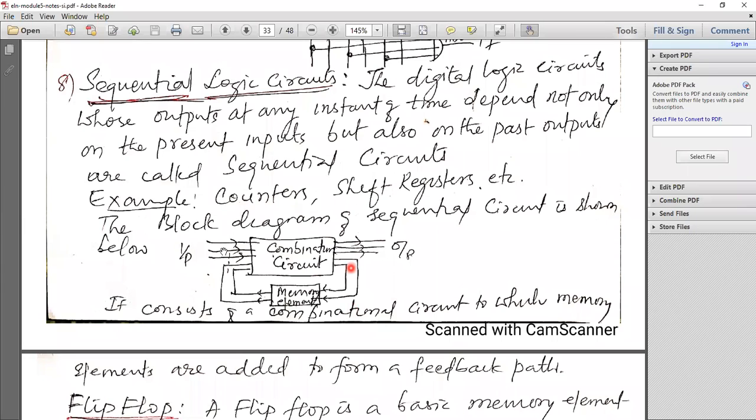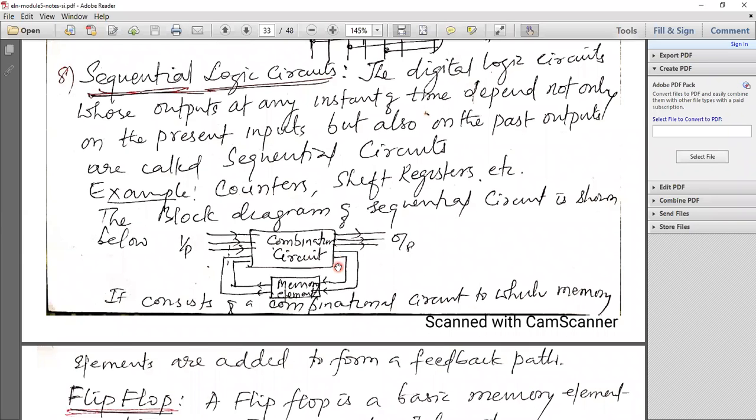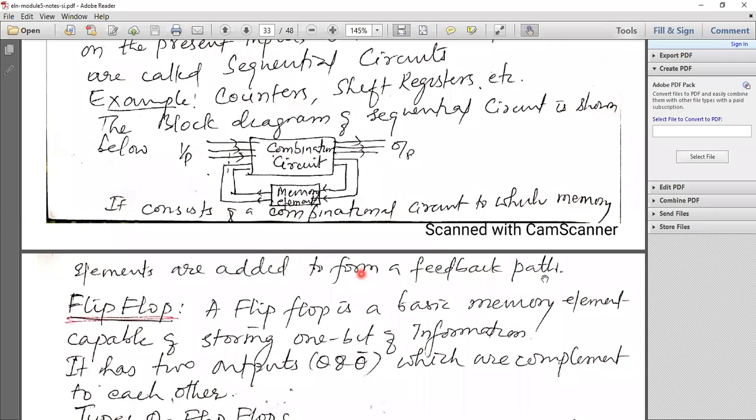It consists of a combinational circuit, and inputs are supplied to the combinational circuit, and in the feedback path a portion of the output is being fed to the input. How is that possible? A portion of the output is fed as input with the help of the feedback path. That is the concept of a memory element or memory block. So here memory elements are used to form a feedback path.